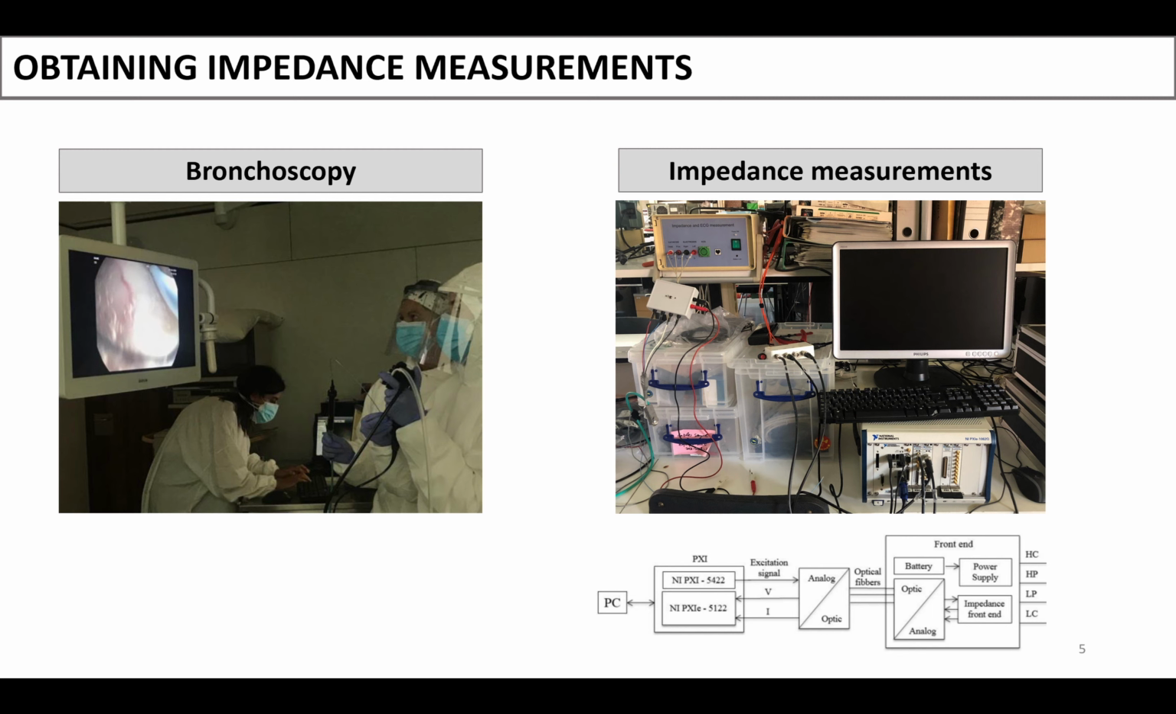The bioimpedance measurements were obtained with a bronchoscope, following a bronchoscopic process. The measurement system consists of 3 devices: an insulated front end, a rack PC platform, and an analog optical interface front end to connect the PXI with the insulated front end. The system includes an arbitrary waveform generator that generates a multi-sine excitation signal, which is a broadband signal composed of 26 frequencies between 1 kHz and 1 MHz.